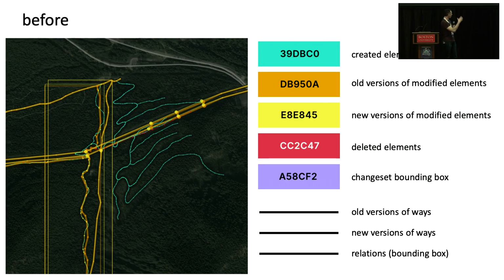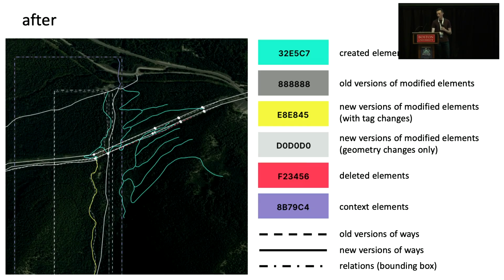So it was really hard to tell the difference between these things, especially if you have any kind of color vision deficiency. So in the new visualization, created elements are still green. Old versions of modified elements are gray now, to de-emphasize them. New versions are color-coded. If an element was modified in a way that changed its tags, it's highlighted in yellow. If only the geometry changed, it's in gray.